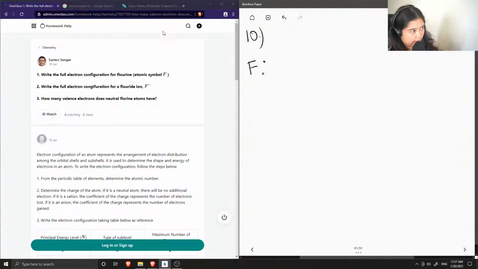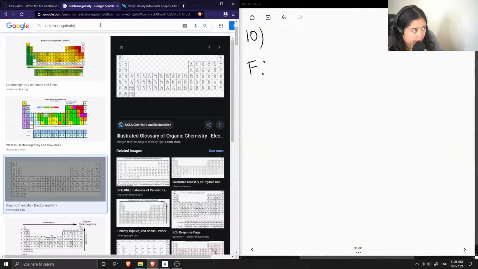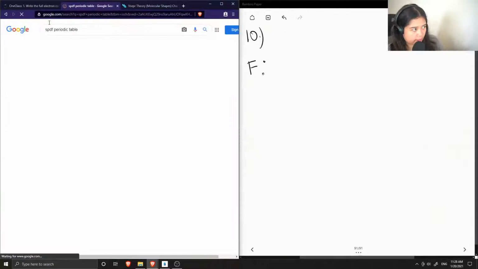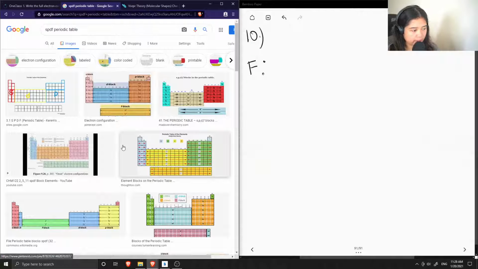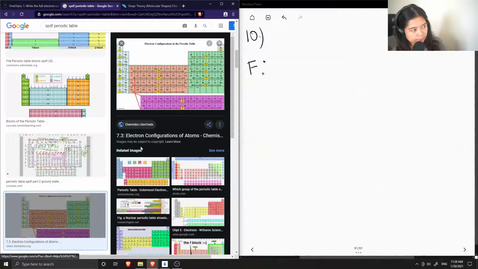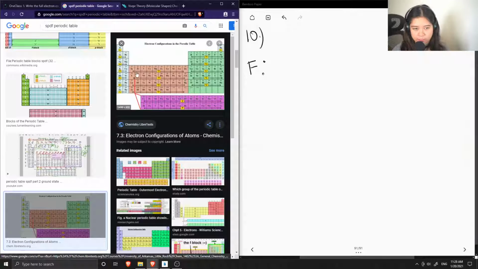Okay, so first let's write the electron configuration of fluorine. And the first step of writing electron configurations is to divide our periodic table into the different blocks. So we divide it into the S block, which is these first two columns, including the helium. And the P block is shown here in green. The D block is our transition metals in orange, and the F block are the bottom two rows, which are the lanthanides and actinides.